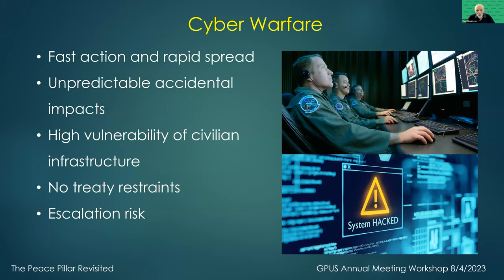There's also a danger of unpredictable accidental impacts. A while back, the US unleashed a computer worm that damaged centrifuges in Iran that were enriching uranium. And because they attacked widely used industrial controllers, the worm or virus spread from network to network until it was shutting down industrial machinery in Europe. So you don't want something unleashed on the global internet that's going to do damage outside of its intended targets.